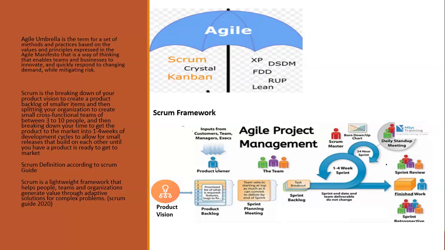Below here, I define Scrum in a practical way that covers everything that is here. That's the first definition. Below it, I have the definition of Scrum from the Scrum Guide. Scrum, according to the Scrum Guide, is a lightweight framework that helps people, teams, and organizations generate value through adaptive solutions for complex problems. This is Scrum Guide 2020.